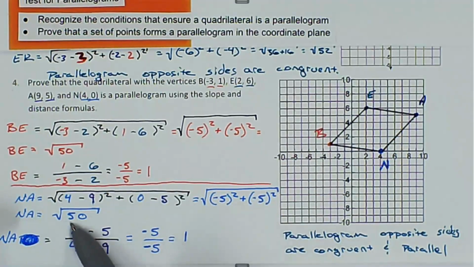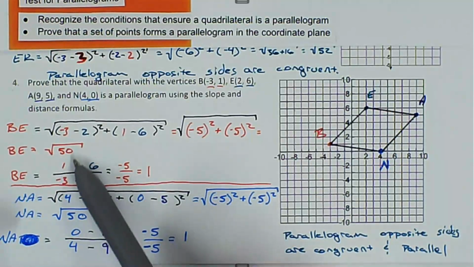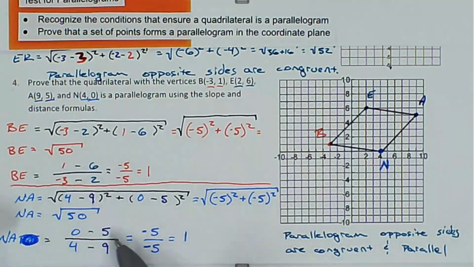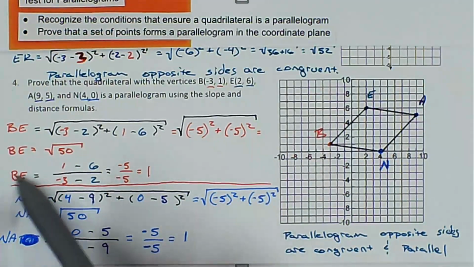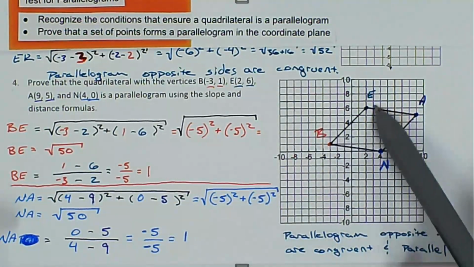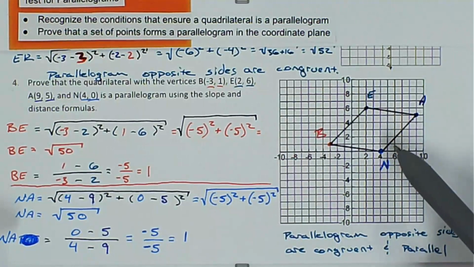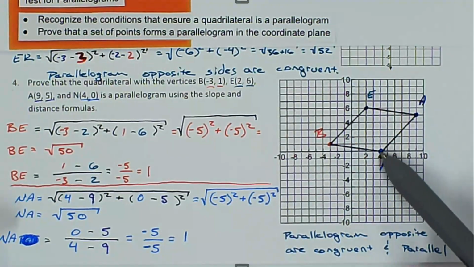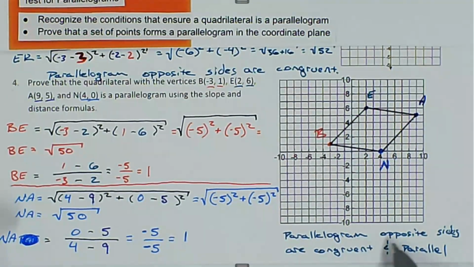So we'd use the distance formula, and we find out that the distance of NA is also the square root of 50. So they both have a congruent distance. And then we check the slope of NA, and the slope of NA ends up being 1. So the slope of BE is 1, and the slope of NA is 1. So because BE is congruent and parallel to NA, this is a parallelogram because opposite sides are congruent and parallel.